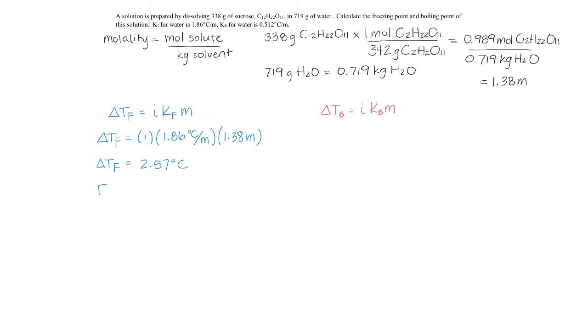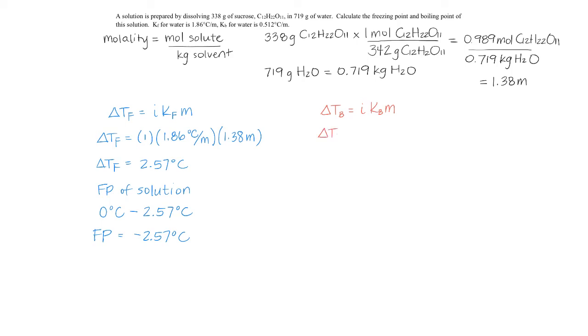So in order to calculate the freezing point of the solution, we have to subtract, because of freezing point depression, from the freezing point of the solvent. So 0 degrees Celsius is the freezing point of water. If we subtract the change in freezing point, we end up with negative 2.57 degrees Celsius for the freezing point of the sucrose solution.